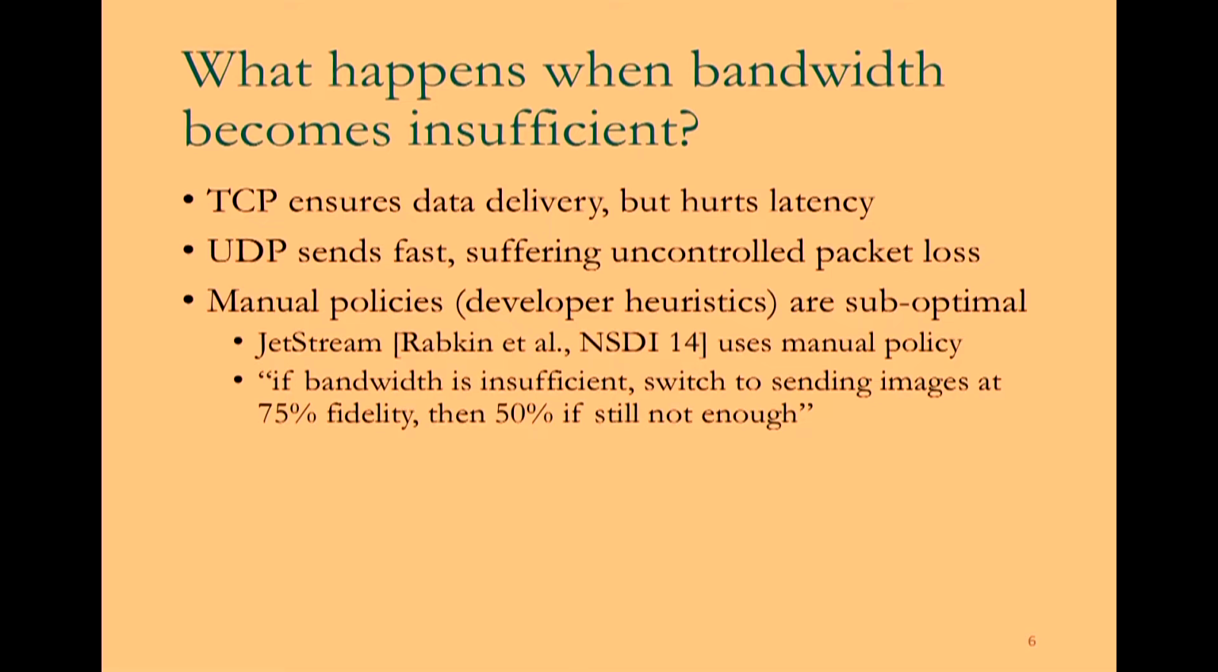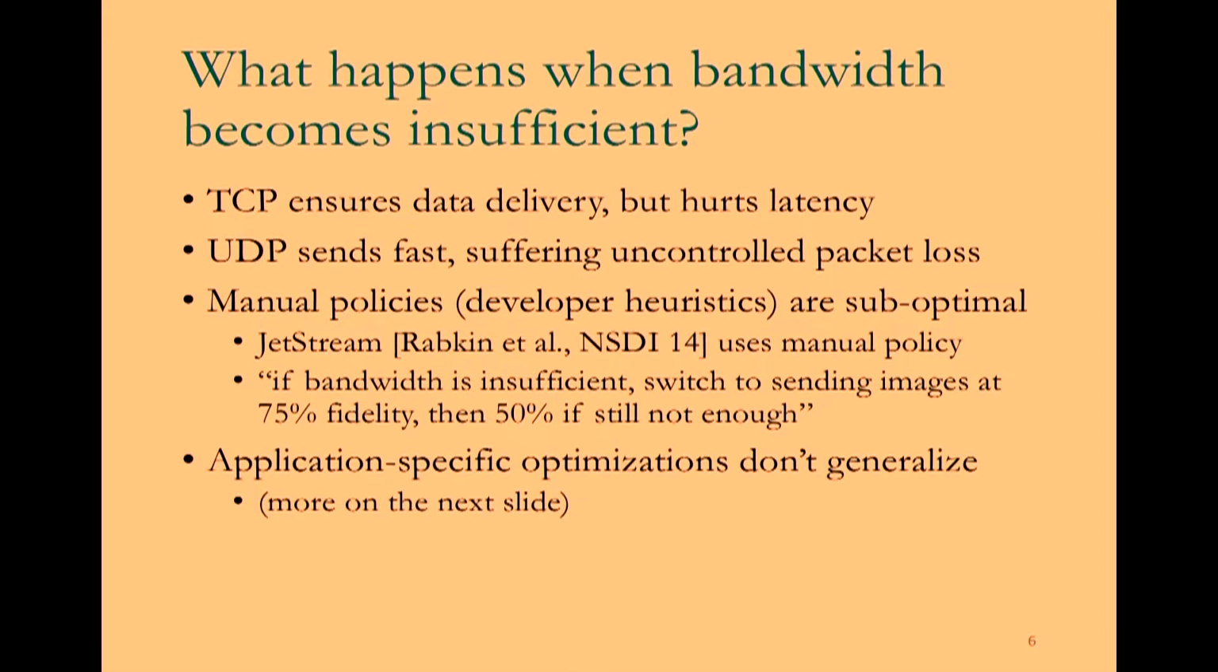Now, one could devise some manual policies that change the application behavior. For example, in JetStream, that was a work that appeared in NSDI 14 by Princeton, one could specify the adaptation policies, such as if the bandwidth is insufficient, switch to sending at 75% fidelity, and to 50% if it still remains insufficient. However, as you can see, these policies are often developer heuristics and may lead to suboptimal performance in many cases.